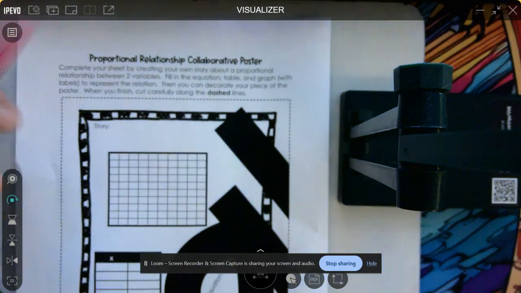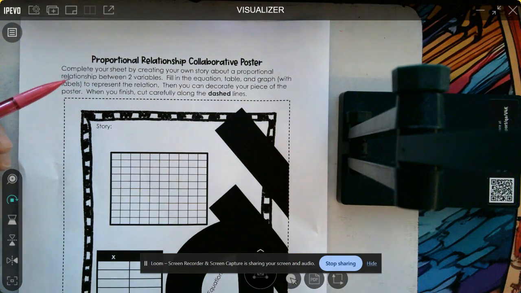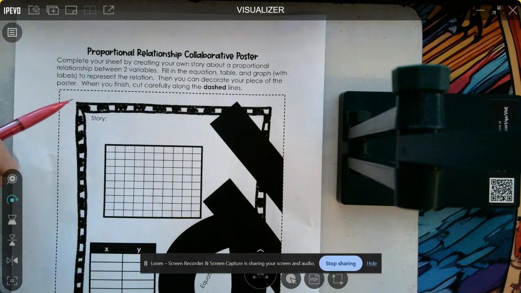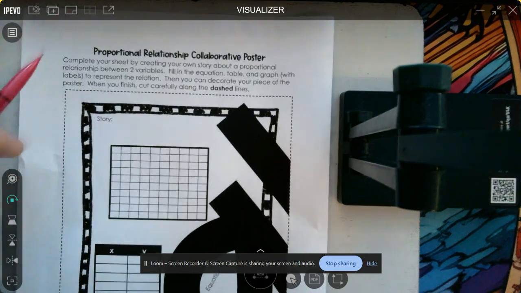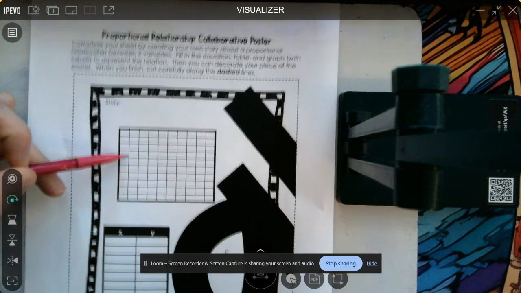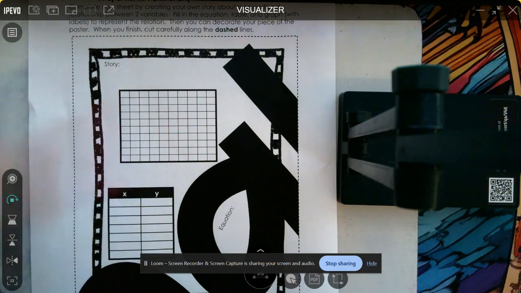Hello, guys. This is the Unit 6 Aspire to Do poster assignment. So you've already completed up to 6.3 or even beyond, and you're wanting to create a story that represents a proportional relationship, and then creating a table and a graph and an equation that matches your story.